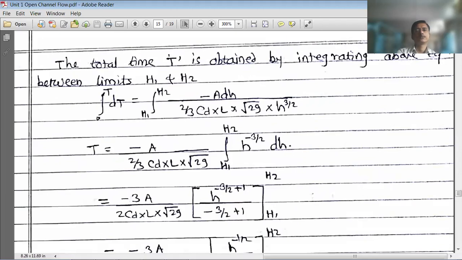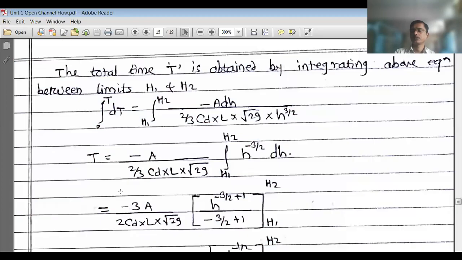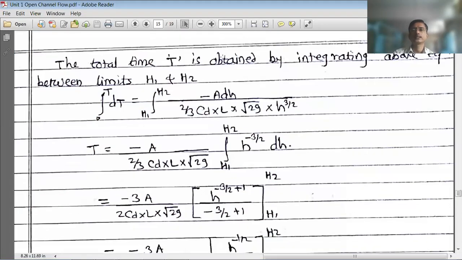So this is the total time T required to lower the height from h1 to h2. So here I will apply the integral for the time from 0 to T, and for the height h1 to h2. Now if I do the integration of this dt with t, I will get capital T. Okay, and on the right hand side, if you see there, some things are constant. That constant things we will take out.